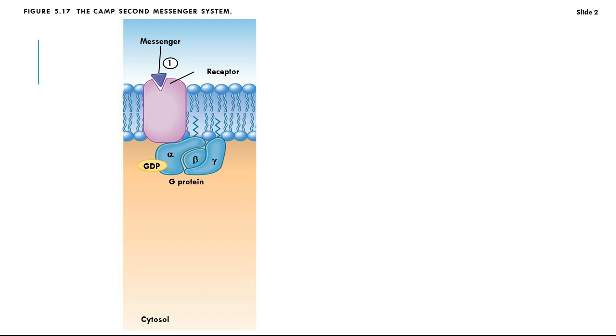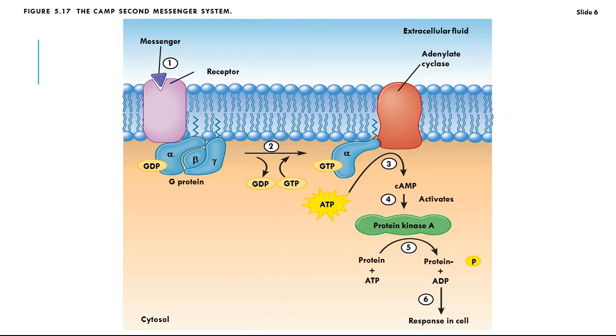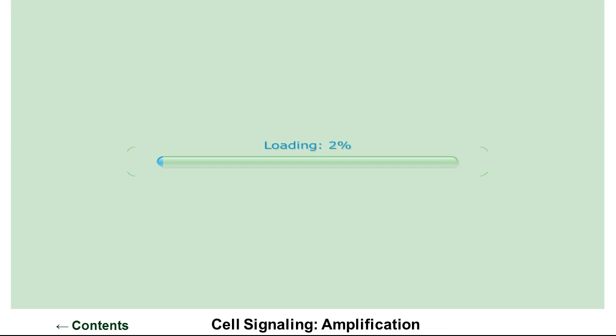In your textbook, figure 5.17, you can visualize what happens, this, then that. This is an animation I wanted to show.